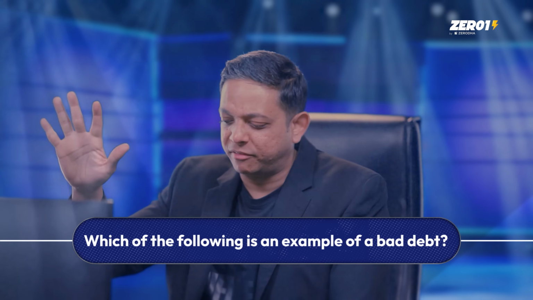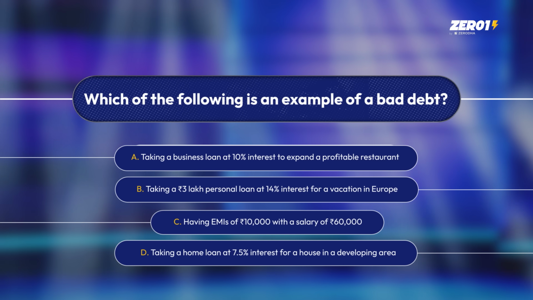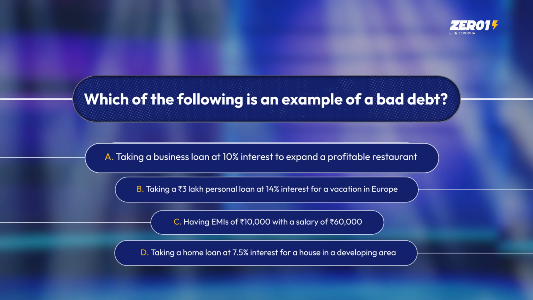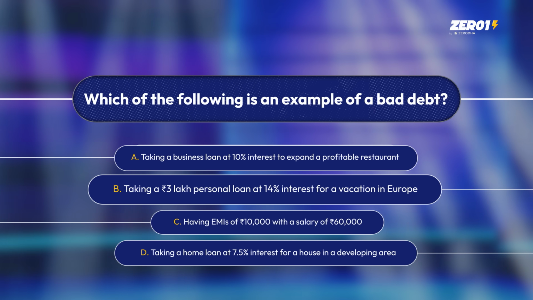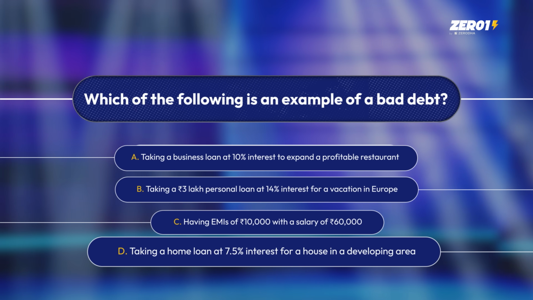And for 7 crore, your last question. Question number 5. Which of the following is an example of bad debt? Is it A, taking a business loan at 10% interest to expand the profitable restaurant? B, take a 3 lakh rupee personal loan at 14% interest for a vacation in Europe. C, having EMIs of 10,000 with a salary of 60,000. Or D, taking a home loan at 7.5% interest for a house in a developing area.